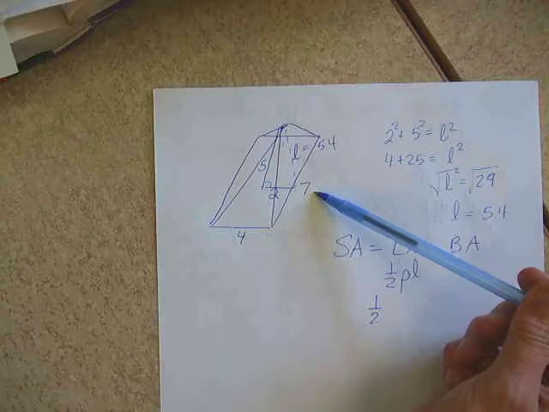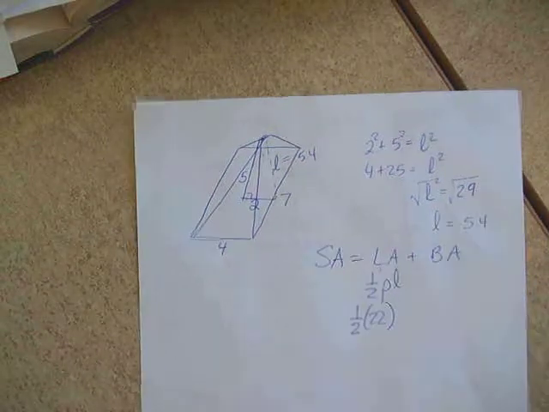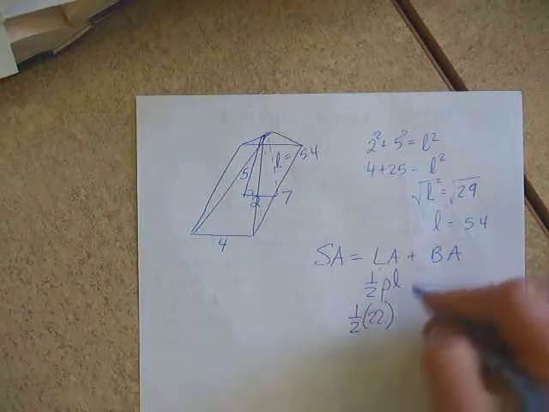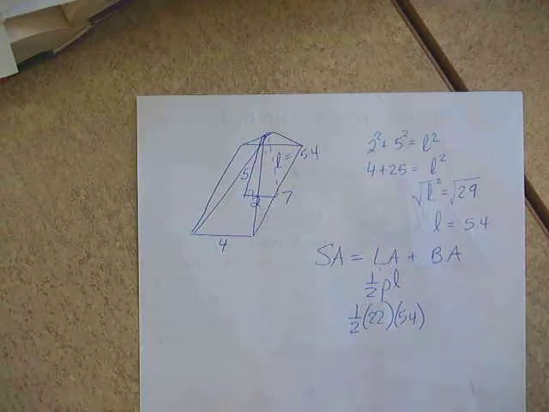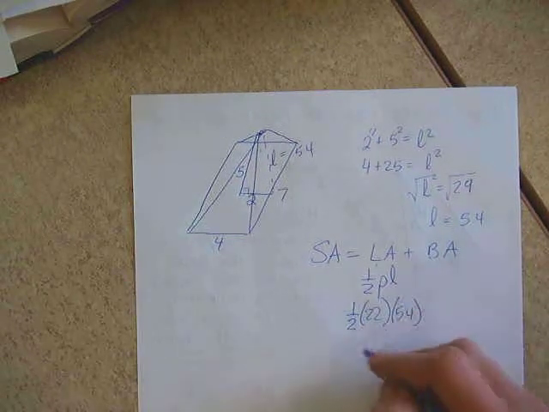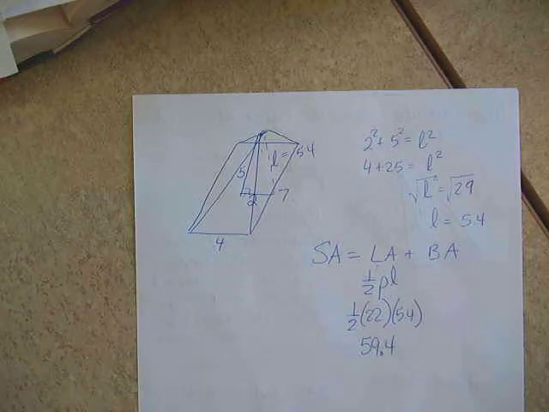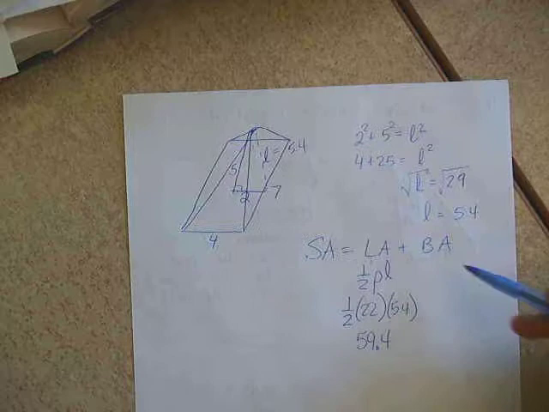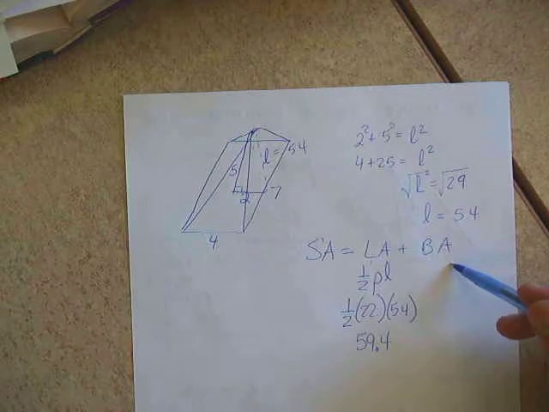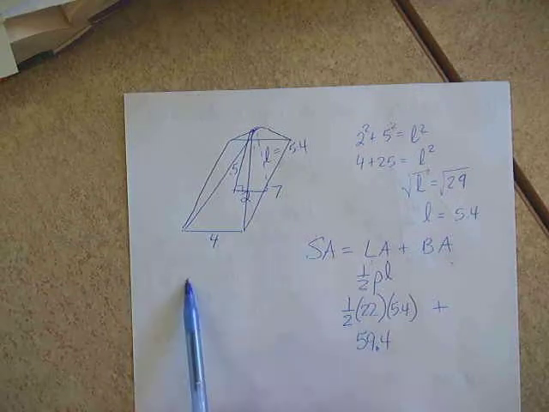4 times 7 is area. Perimeter is the walk around. Yep. So 4 plus 7 plus 4 plus 7. So basically 11 plus 11, your perimeter is 22. Your slant height we found was 5.4. And if you calculate that, you get 59.4.